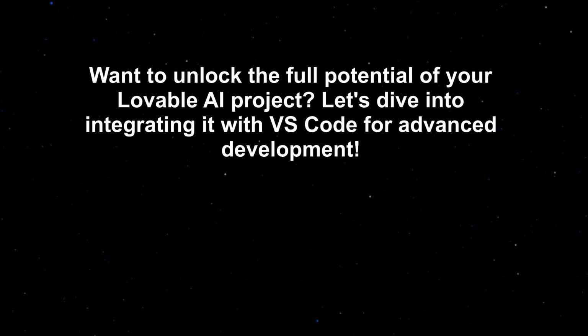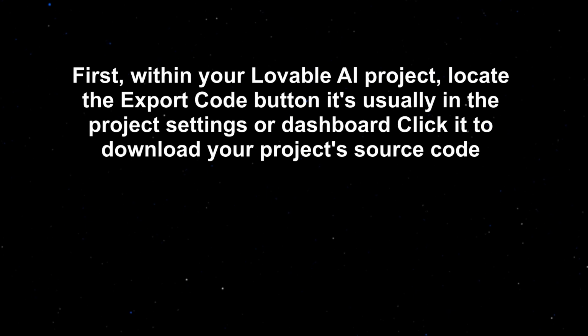Want to unlock the full potential of your Lovable AI project? Let's dive into integrating it with VS Code for advanced development. First, within your Lovable AI project, locate the Export Code button. It's usually in the project settings or dashboard. Click it to download your project's source code.